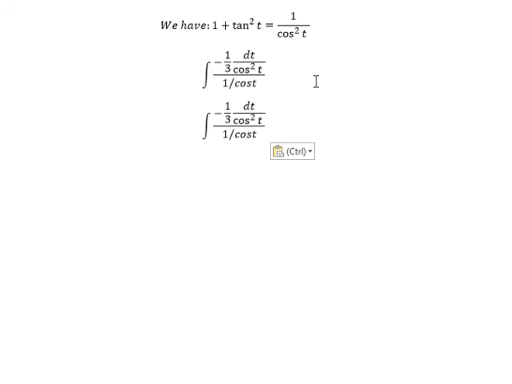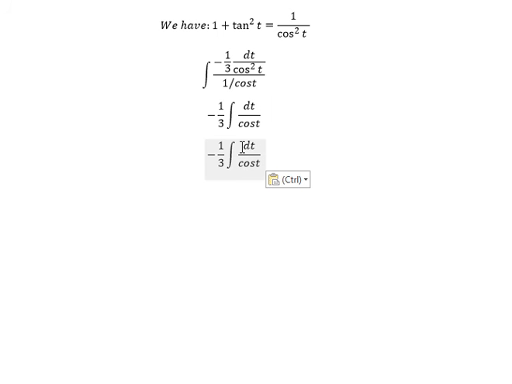Next, we have cosine t and cosine t, they will cancel together, and now you have only negative 1 over 3 dt over cosine t. On the next one, we multiply cosine t on numerator and denominator.